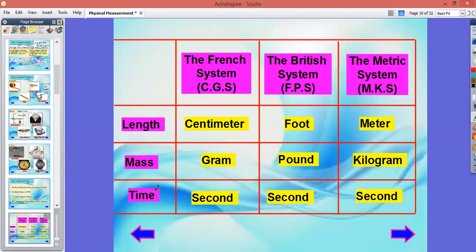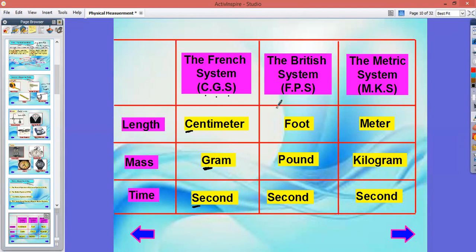The measuring unit of time in the French system is second. The measuring unit of length is centimeter, the measuring unit of mass is gram, and the measuring unit of time is second. Centimeter starts with the letter C, gram with G, and second with S. So the French system can be called the CGS system.